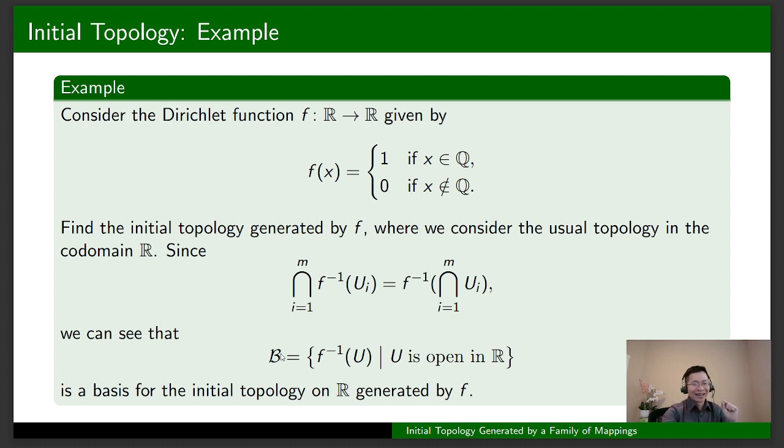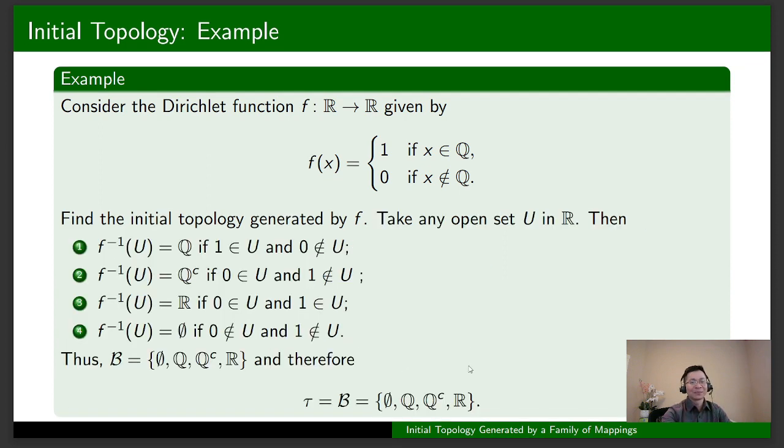So how do we find this basis? We only need to find f inverse of U, where U is open in R. Take any open set U in R, then we have these four cases. Based on the formula of the function f, f inverse of U is Q if 1 is in U and 0 is not in U. f inverse of U is the complement of Q if 0 belongs to U and 1 doesn't belong to U. f inverse of U is R if both 1 and 0 belong to U. And finally, f inverse of U is the empty set if 0 doesn't belong to U and 1 doesn't belong to U either.